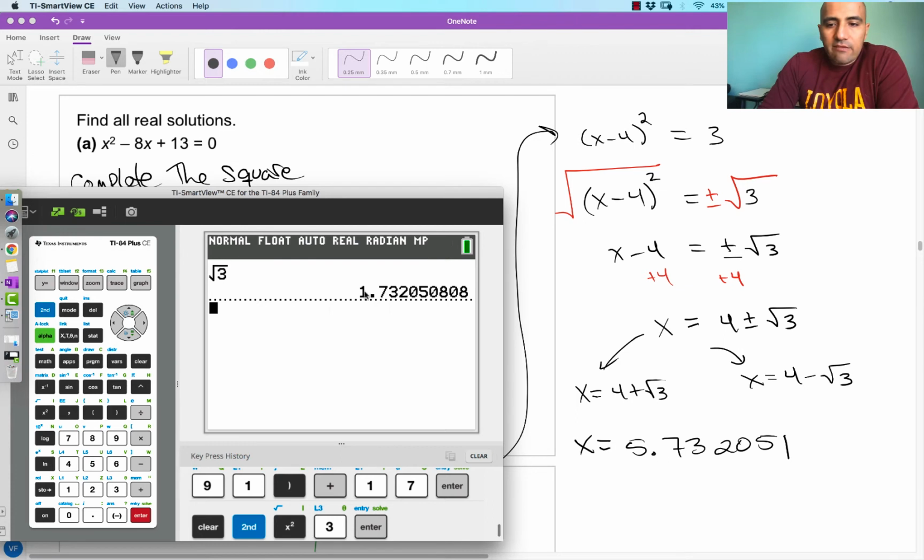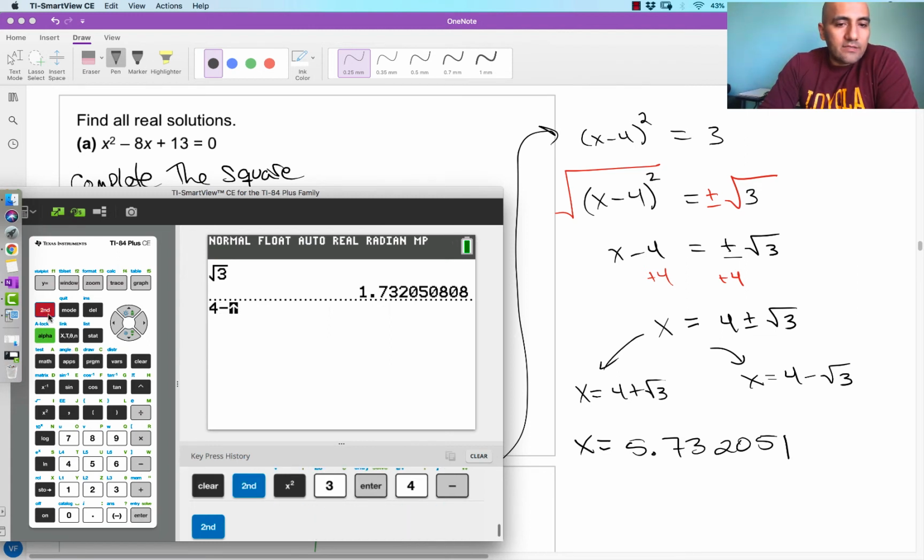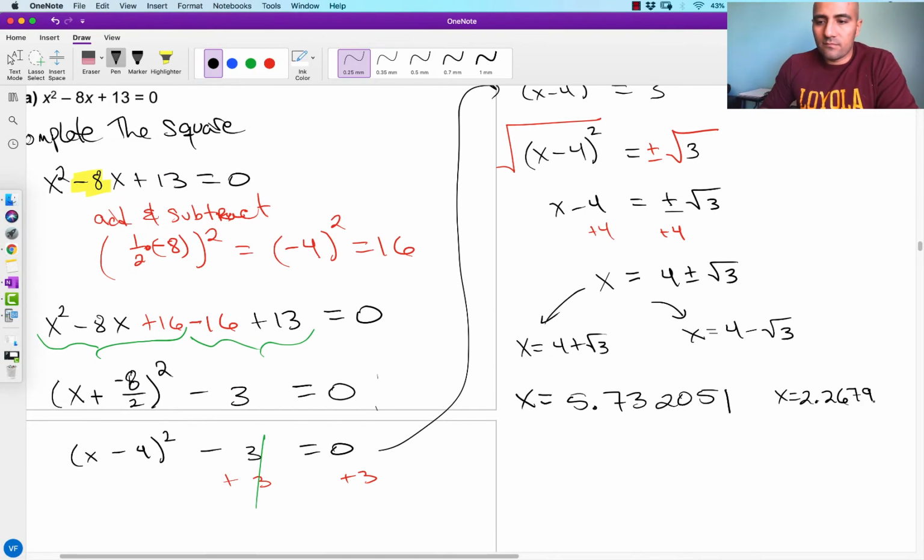So that's adding 4 to this 1.73. That's how we get this one. And then 4 minus that previous answer gives me this 2.267949. So we get this answer, we get that answer, we have two possible answers.